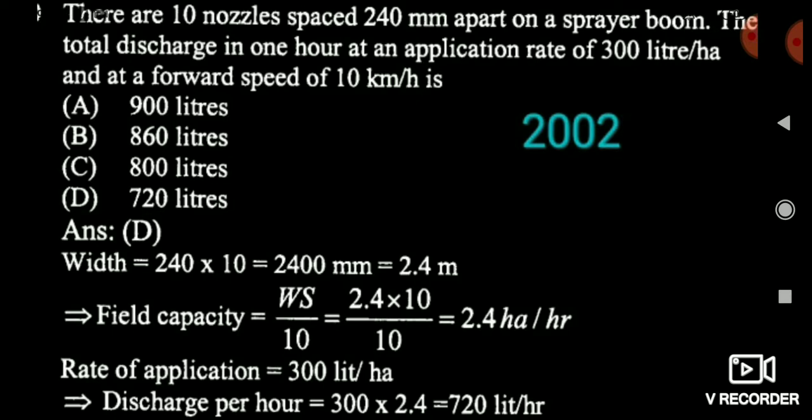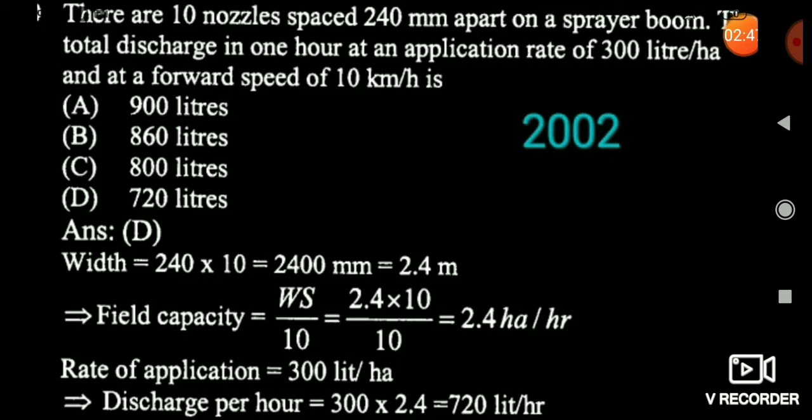So if you multiply 300 into 2.4, the hectare will cancel out and you get liters per hour. What is the demand of our question? That is 720 liters per hour. Friends, this is the way to solve the question by unit and dimension.